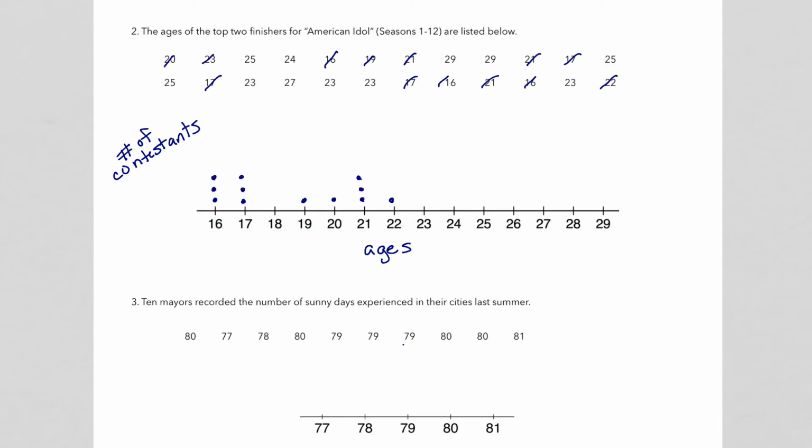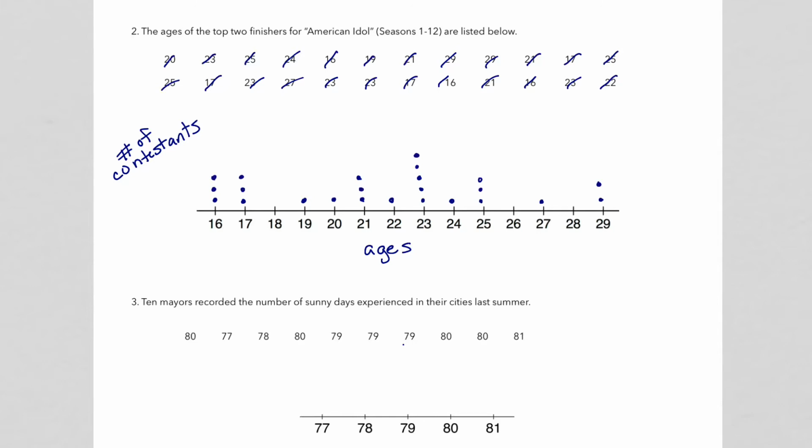And then 23, 1, 2, 3, 4, 5. For 24, just 1. For 25, 1, 2, 3. 26. Don't have any 26s. I have a 27. And then I have 2 29s.